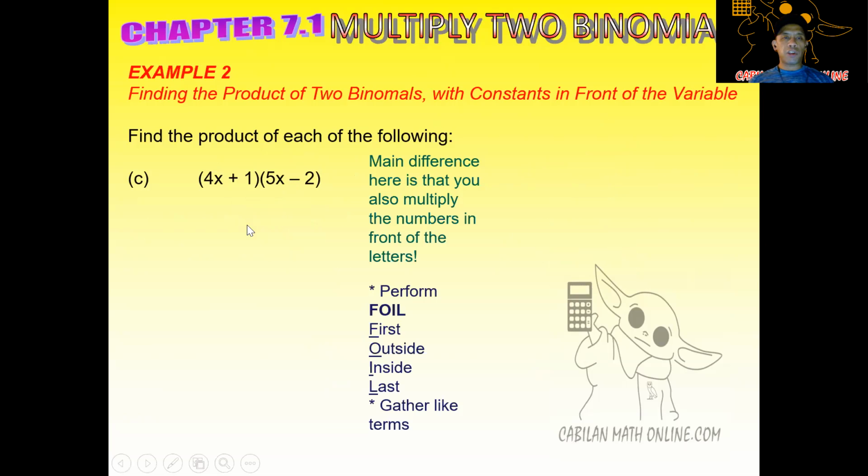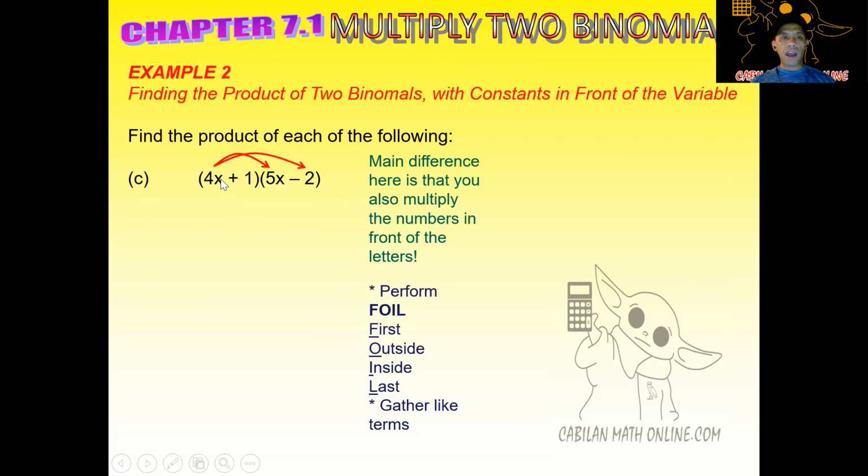So for this one here, I just want you to see that we are indeed still multiplying. And in this case here, I'm just giving you an example of what happens when you have both x's in both brackets that have numbers in front. So keep in mind that what we're doing here is multiplication. So when I multiply this 4x by 5x, you have to keep in mind that you have to multiply the 4 and the 5. And the x times x, that's going to give me x squared. So that's the only difference with this question here.